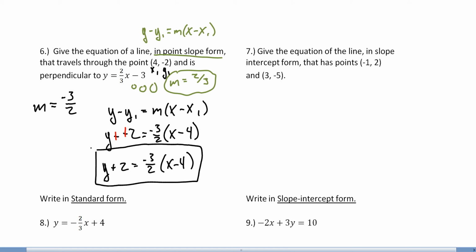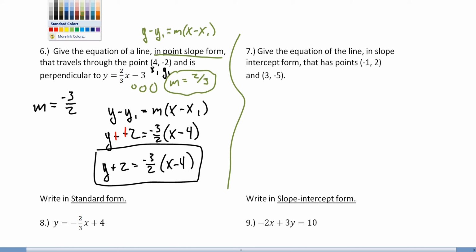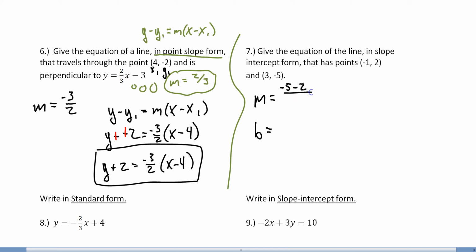Okay. The next one, it says give the equation of the line in slope intercept form that has the following points. So once again, I'm going to do this the other way. Again, you can use point slope here and rearrange it. I'm just going to go right to y equals mx plus b. So I'm going to find the slope, find the y-intercept, plug it in. So to find the slope here, because I'm given two ordered pairs, I'm going to use my slope formula, y2 minus y1 over x2 minus x1. And once again, be careful with your signs here. Subtracting is adding the opposite. And so what I end up with here is a negative 7 over 4.